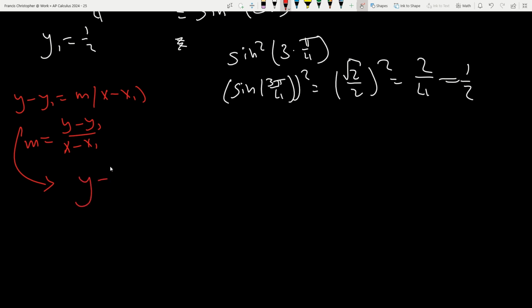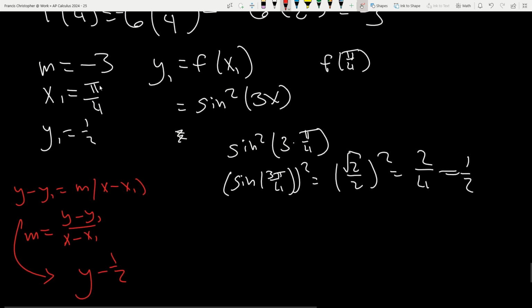So our y1 is 1/2, as we found earlier. Our slope was negative 3, so negative 3, x minus, and then our x1 was pi over 4. And that's our answer.